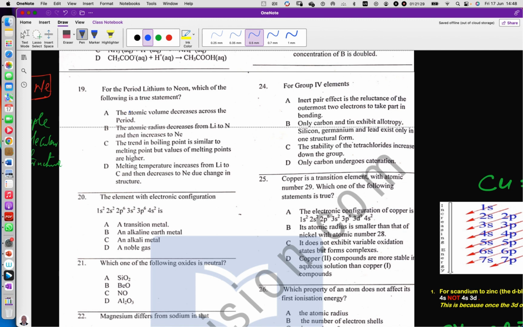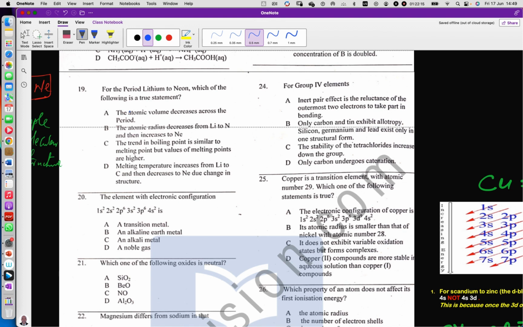B, only carbon and tin exhibit allotropy. Silicon, germanium, and lead exist only in one structural form. It should be noted that, let's go ahead. The stability of the tetrachloride increases down the group. Instead, the stability decreases, because the bonds are becoming longer and longer.